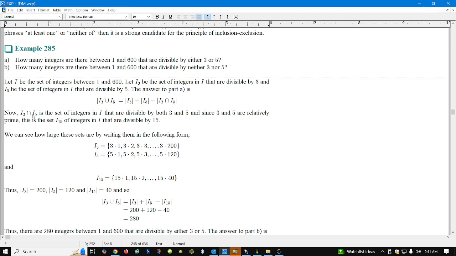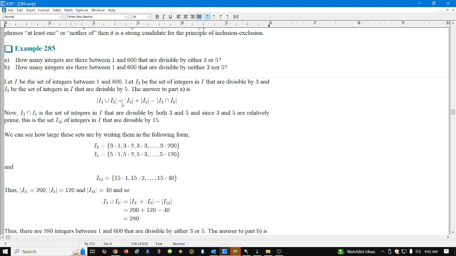The intersection is the set of integers that are divisible by both 3 and 5. But 3 and 5 are relatively prime, so those are precisely the integers that are divisible by 15. In order to be divisible by 3 and 5, they have to be divisible by 15, and conversely.